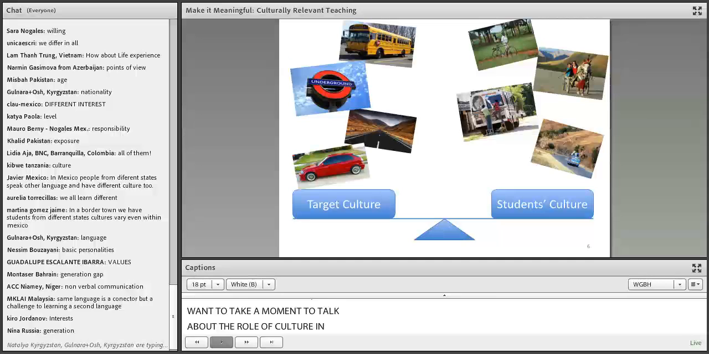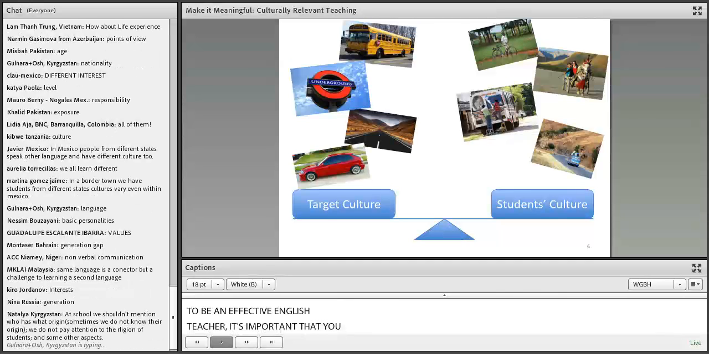To be an effective English teacher, it's important that you balance the teaching of target cultures and the students' own cultures. On this slide, you see examples of pictures showing transportation. This shows how that concept might look different in the target culture and in your students' own cultures. So traditionally, a lot of discussion about culture and language teaching has had to do with teaching the target culture, so British or Australian or American culture. And in the pre-webinar poll, a majority of you said that you do include US culture.